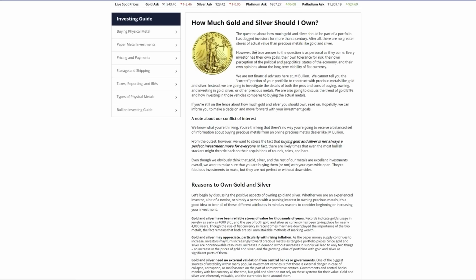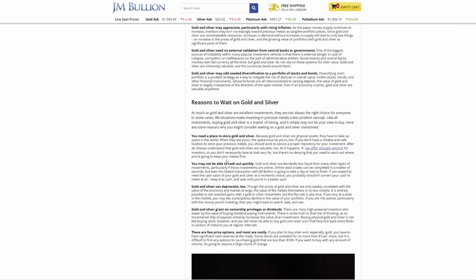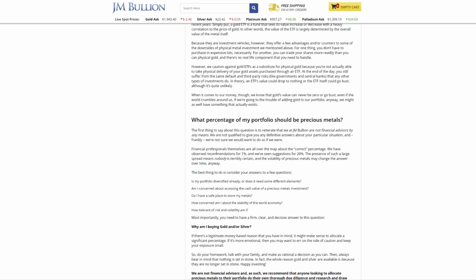So I like how they say this. However, the true answer to the question is as personal as they come, right? Every investor has their own goals, their own tolerance for risk, their own perception of political and geopolitical status of the economy, and their own opinions about long-term viability of fiat currency. That's exactly the point. So let's look at how much you should own.